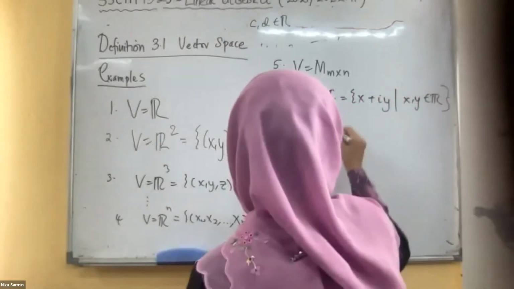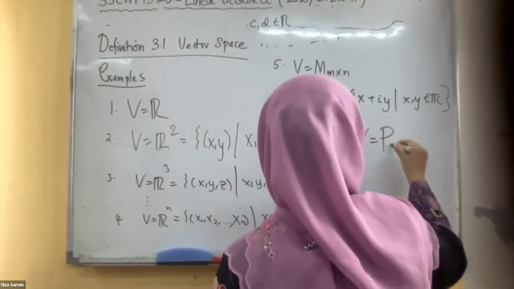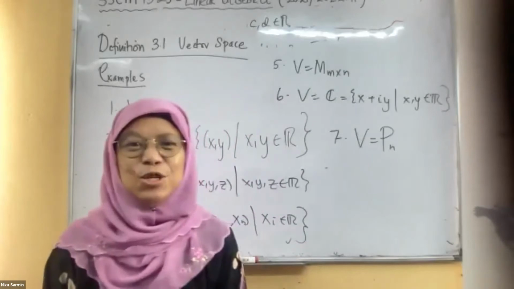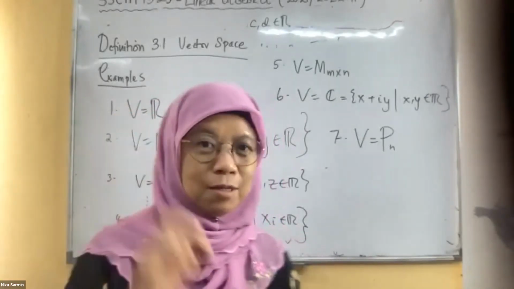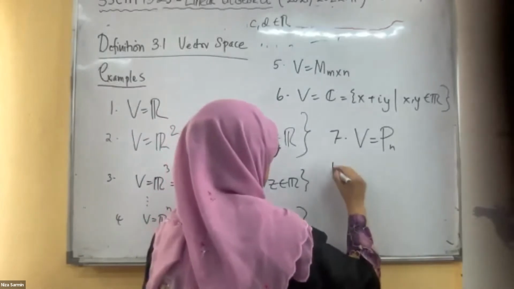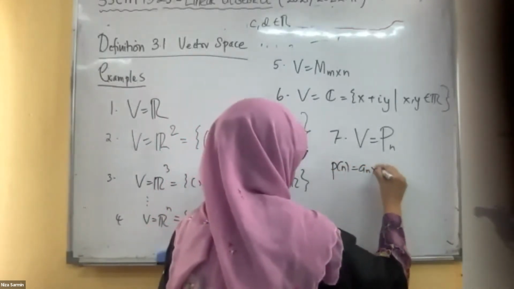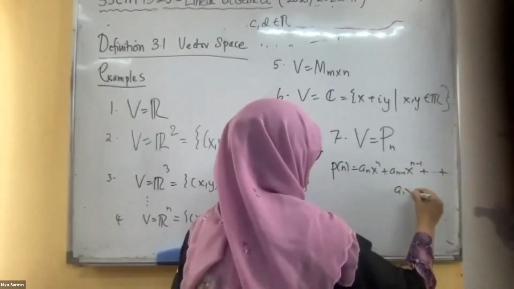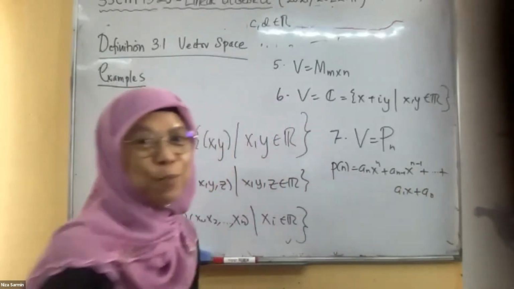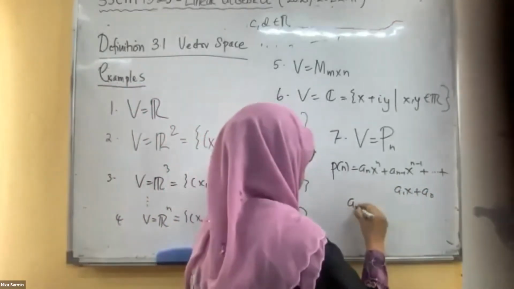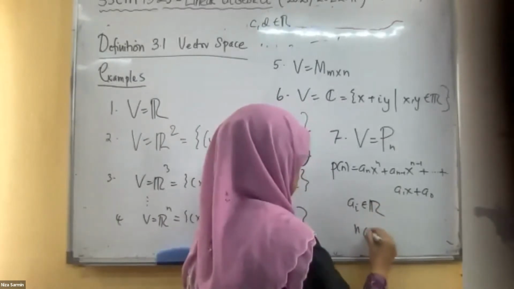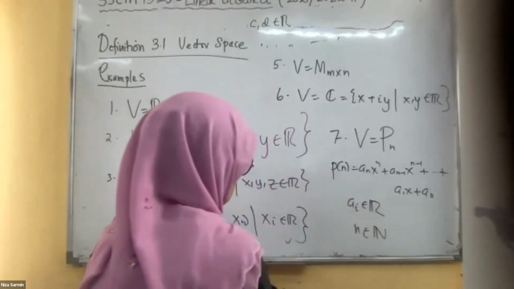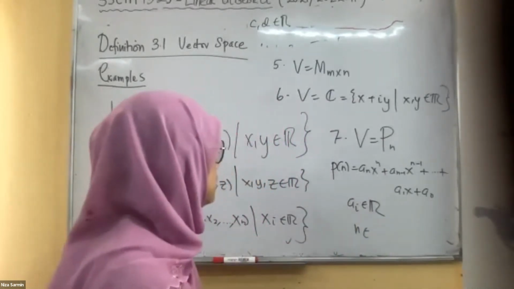Next is polynomial. Polynomial plus polynomial is a polynomial. The zero polynomial is just 0, it's a polynomial. You know how to write the polynomial? P(x) is a_n x^n plus a_(n-1) x^(n-1) and so on. The a_i can be any real number, and n here is the power.